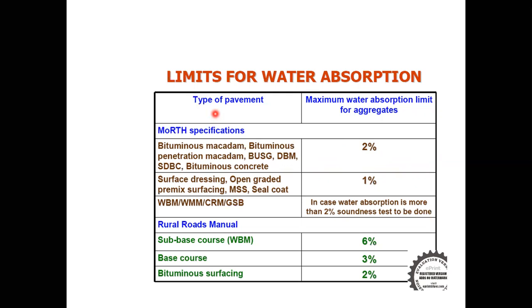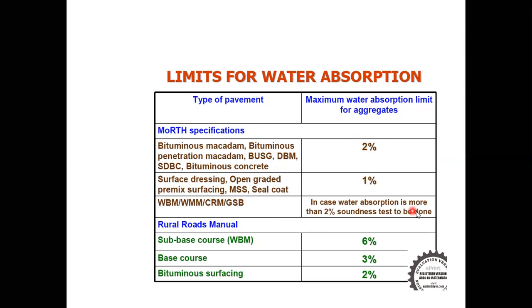This is for water absorption. Same test, once you calculate W1, W2, W3, W4, there is a formula to find the specific gravity and also to find the water absorption. Suppose 2% water absorption is coming, then you can use the aggregate for bituminous macadam, bituminous penetration macadam, BUSG, DBM, SDBC, bituminous concrete. If you are getting 1% or less than 1%, this is the maximum limit, then you can go for surface dressing, open graded premix surfacing, MSS seal coat.